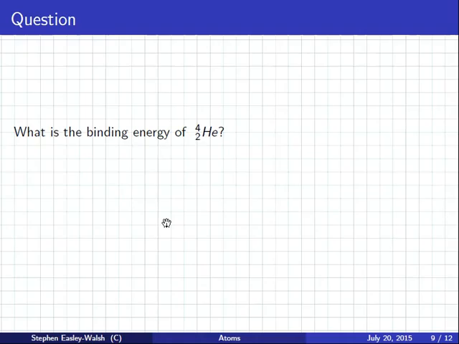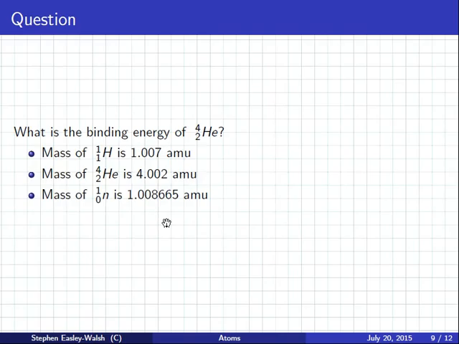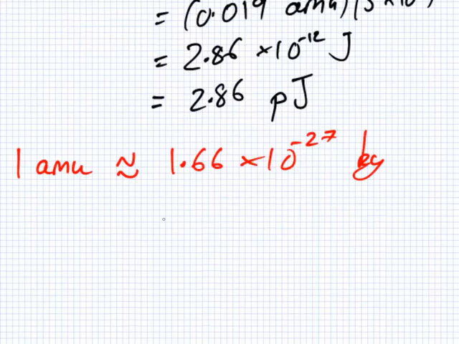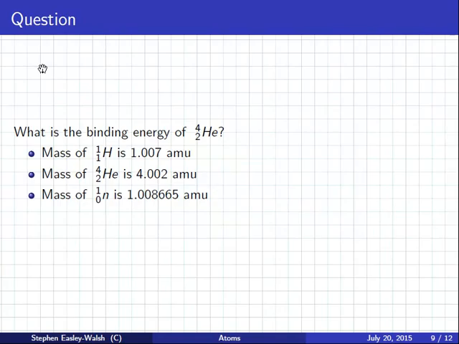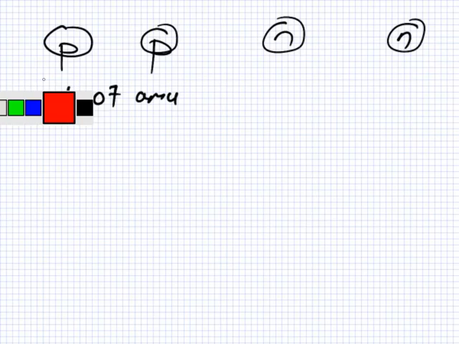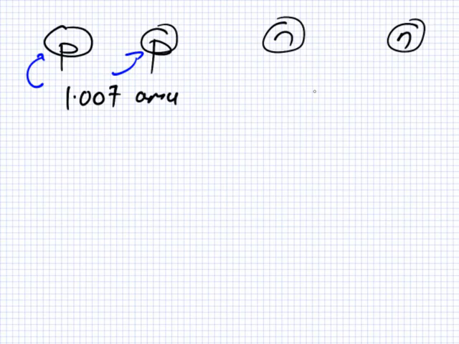So what is the binding energy in the example I just did? I'll give you all the maths again. If you look at the question, you have a proton and a neutron. The mass of the proton is 1.007 amu, so that's 1.007 amu for this one and for this one. And for a neutron, it's 1.008665, for this neutron and this neutron here.